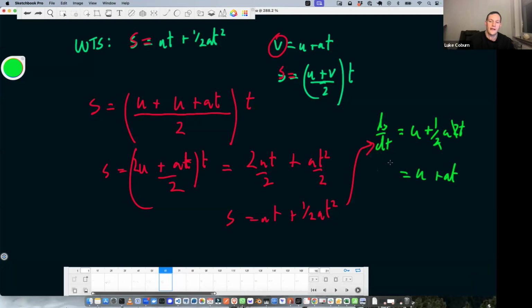What's the ds/dt? Well, the ds/dt is v. Okay, so this is how you can go from this one back to this one using calculus if you want. Or you can go from this one using integration to get to this. These are all fine methods, okay? I'm just sort of connecting some things up for you.